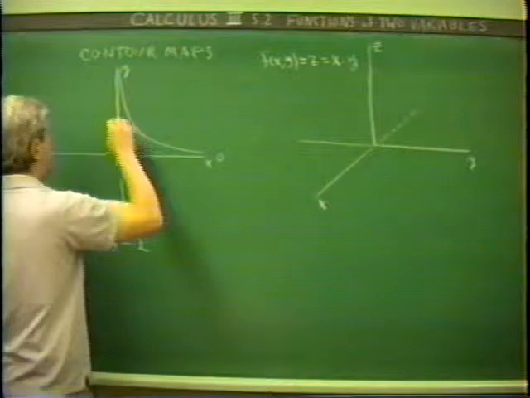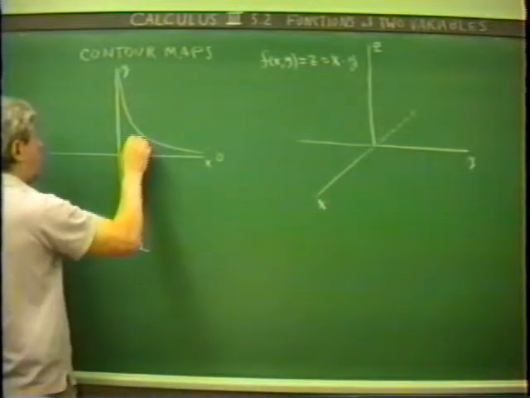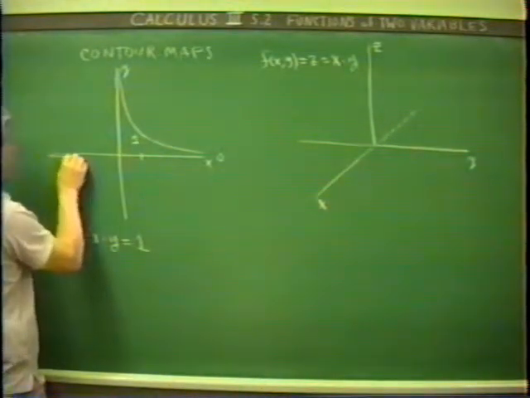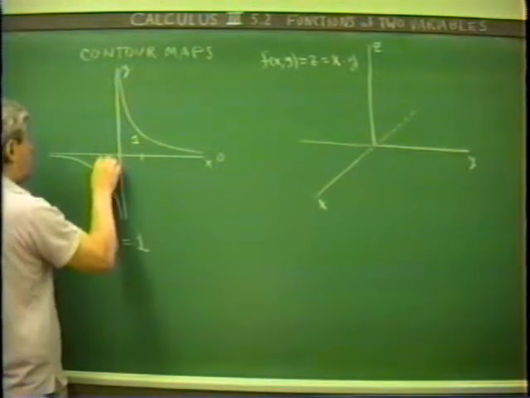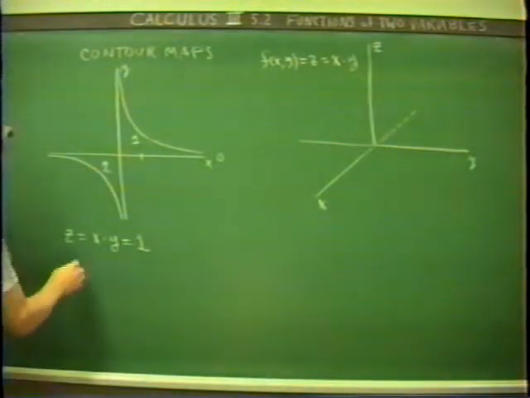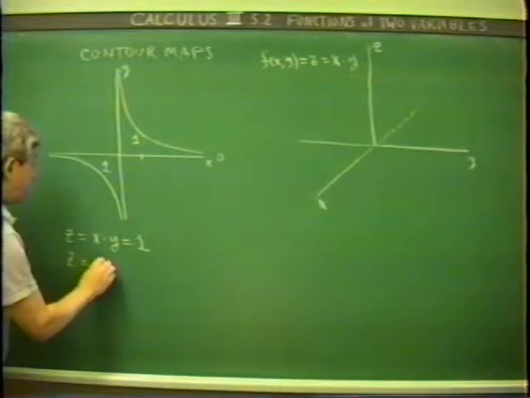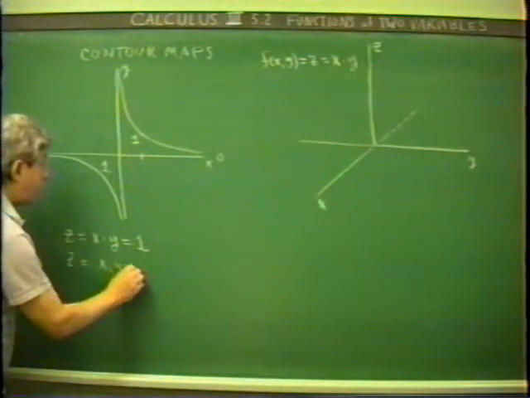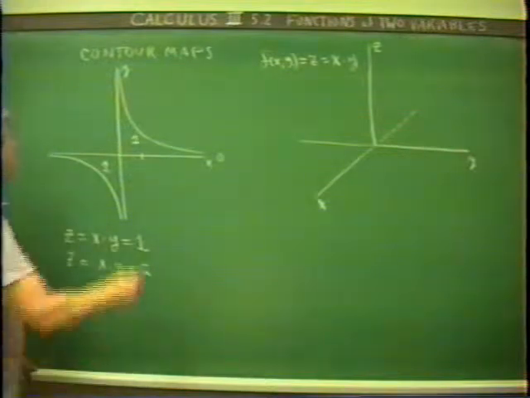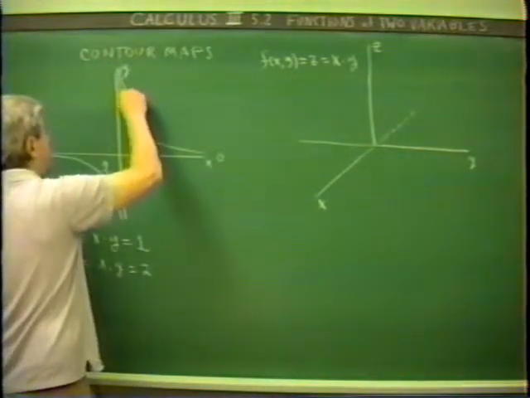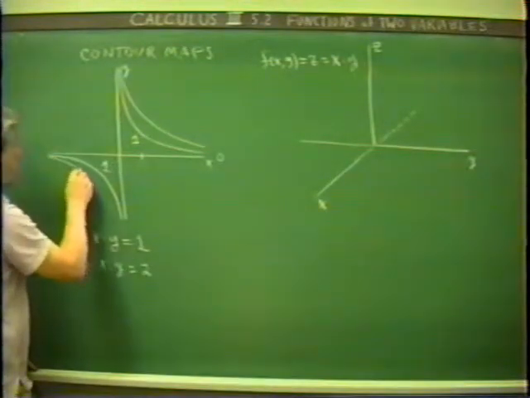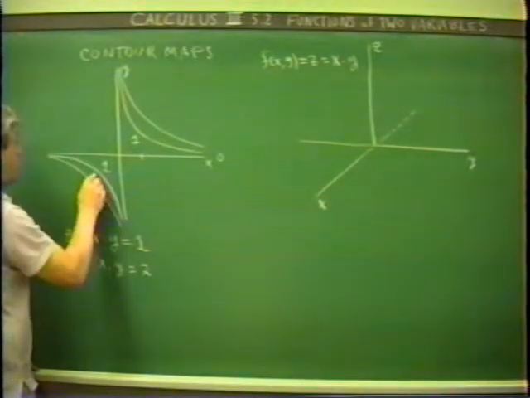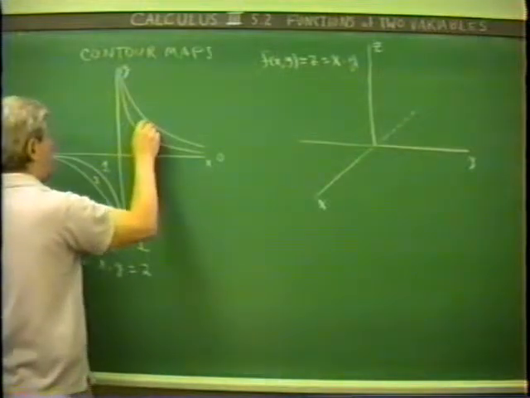This is 0 here, and so this is 1. And also over here, this is 1. So those are the 1 levels, right? If we look at where z is equal to 2, let's say when is x times y equal to 2, that's going to be x times y is 2 over here, and also over here. So those are the 2 levels.